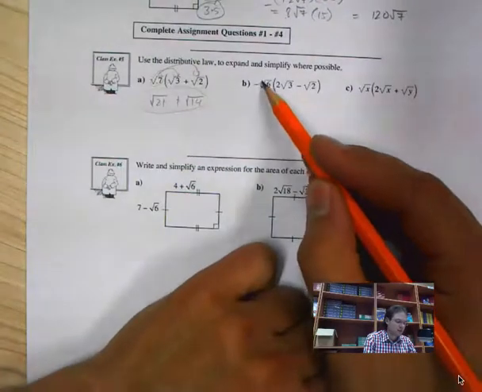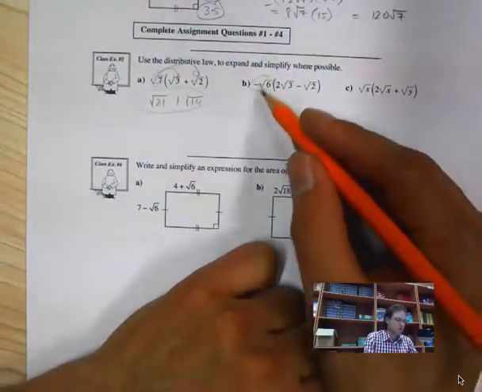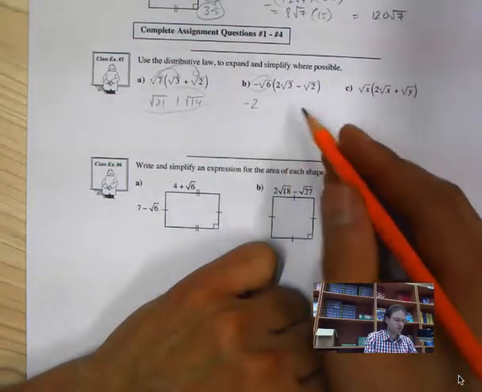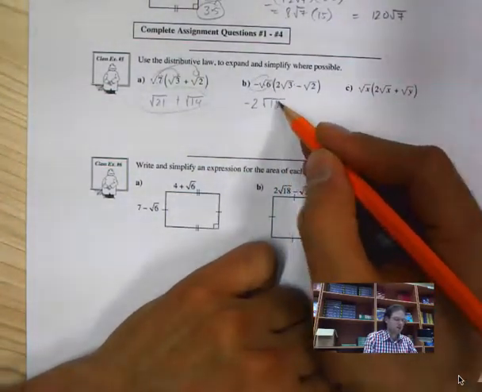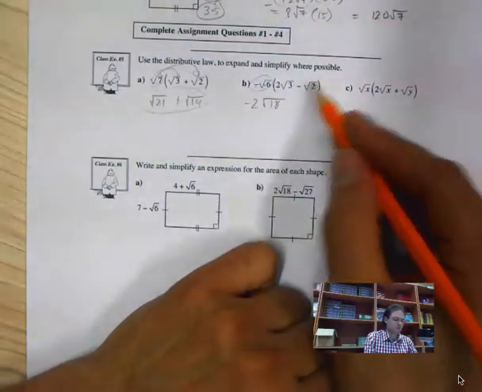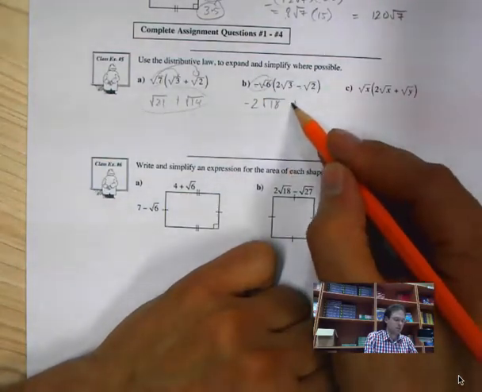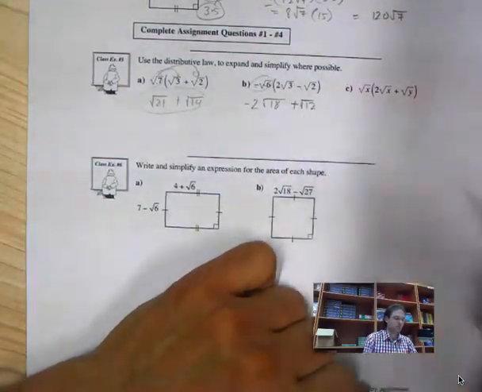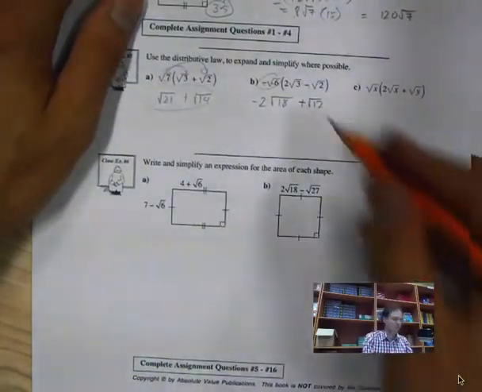Let's try this next one. So negative root 6. There's a negative here, so that becomes negative 2. Then I have root 6 times 3 is 18. Okay? And then negative root 6 times negative root 2 is positive, and then 6 times 2 is 12. Positive root 12. Alright. Now both 18 and 12 I think can be converted down.